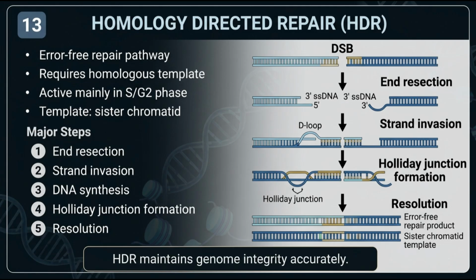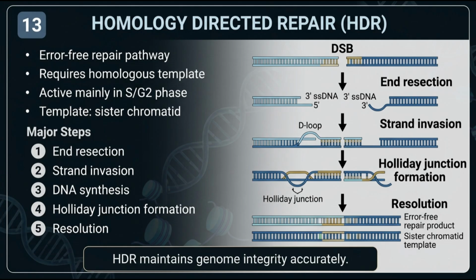Homology-directed repair, HDR. HDR is an accurate, error-free repair mechanism. Unlike NHEJ, HDR requires a homologous DNA template. This pathway mainly operates during S and G2 phases because sister chromatids are available. The major steps include end resection, strand invasion, DNA synthesis, and Holliday junction formation and resolution.